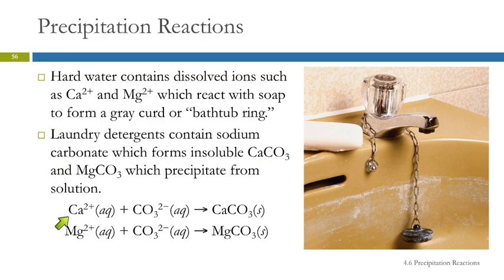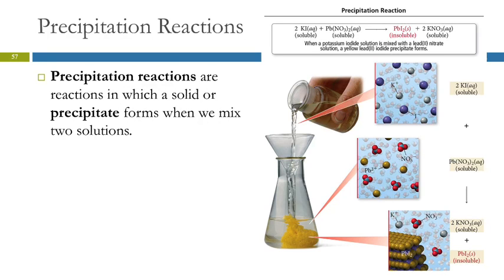But these are the reactions. So calcium ion dissolved in the water encounters carbonate ion dissolved in the water, and they form an insoluble compound, precipitate out of solution. So these are called precipitation reactions. You have two solutions, and when you mix them together, you get a precipitate.